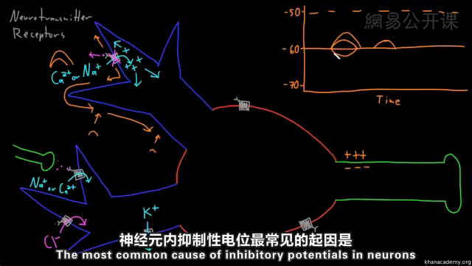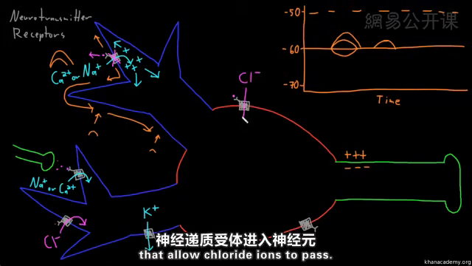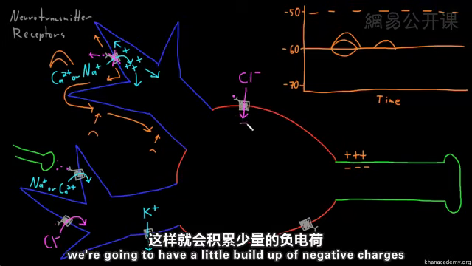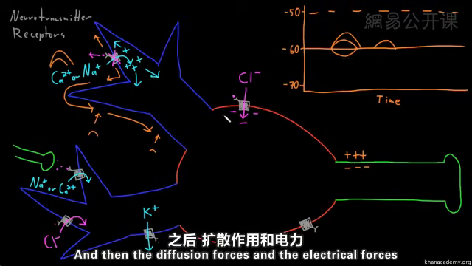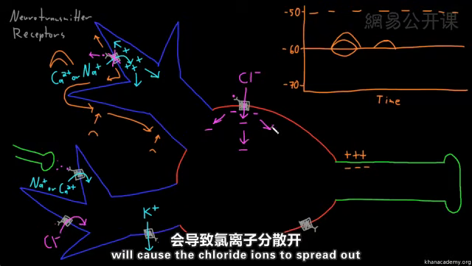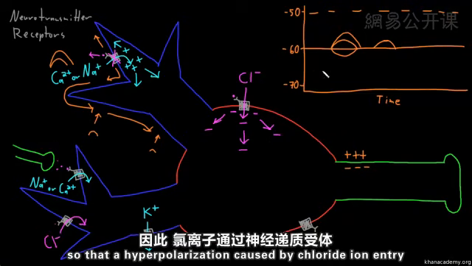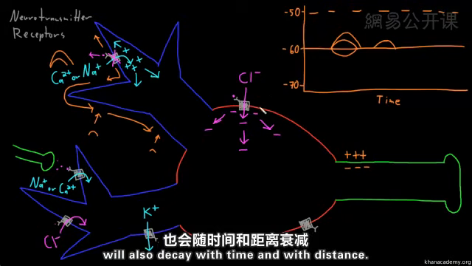The most common cause of inhibitory potentials in neurons is entry of chloride ions through neurotransmitter receptors that allow chloride ions to pass. And the mechanism is really the same, but because chloride is an anion, we're going to have a little buildup of negative charges affecting the membrane potential around the channel, making it more negative. And then the diffusion forces and the electrical forces will cause the chloride ions to spread out to try to equilibrate in the rest of the cytoplasm, so that a hyperpolarization caused by chloride ion entry through a neurotransmitter receptor will also decay with time and with distance.